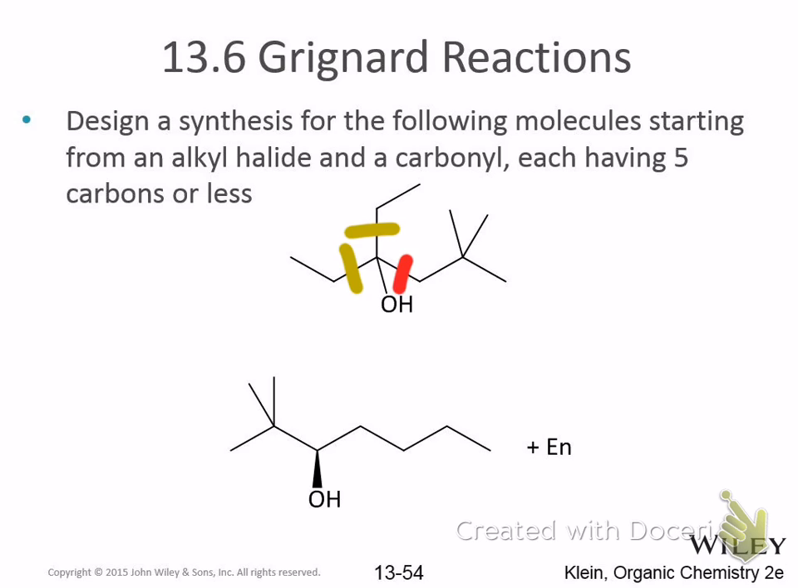So if I break it there, my carbonyl is that. That's one way to do it, right? So then that means I have a 5 carbon, like that. And then the other part will be my Grignard reagent.